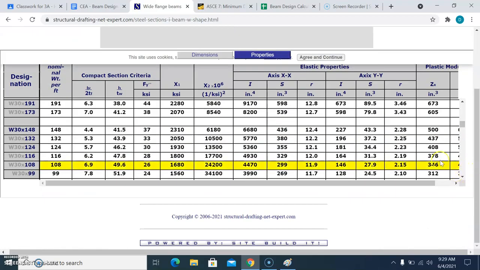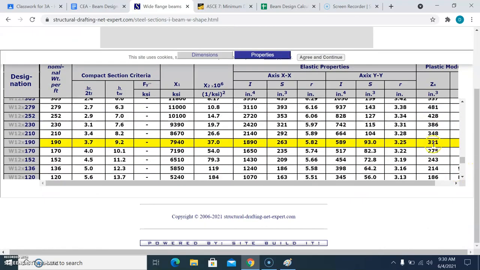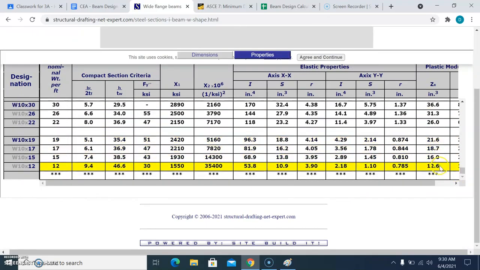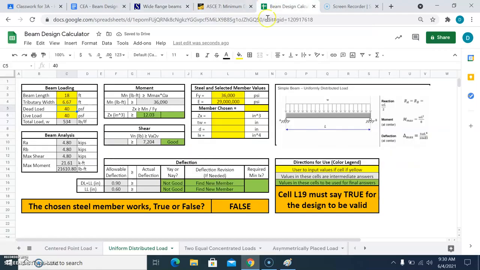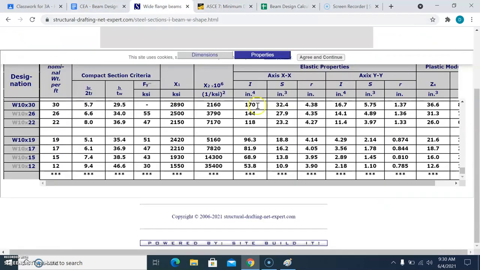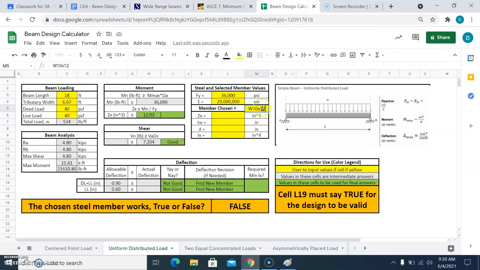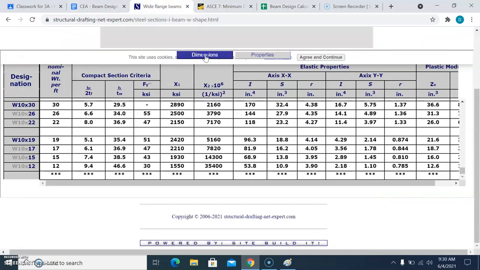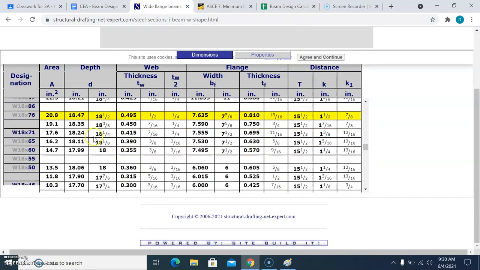Z of X of 12 is really small. In fact, we're able to use the smallest member they have on the chart, which is a W10 by 12. W10 by 12, and let's look at the Z of X is 12.6, I is 53.8. Good. And then the I is 53.8, and deflection's good. Not by much, but it's good. We have to check shear, even though we know it's not going to fail from shear. So W10 by 12.